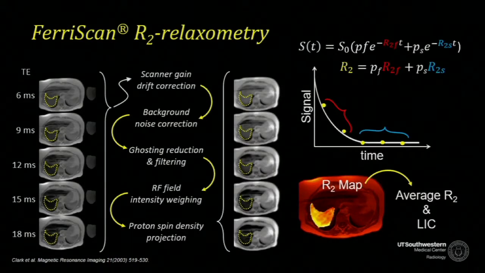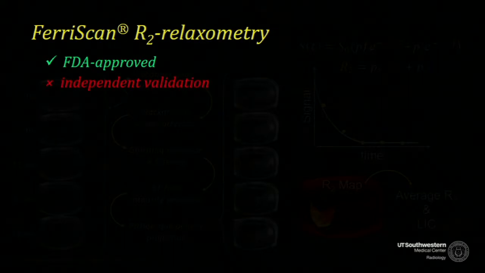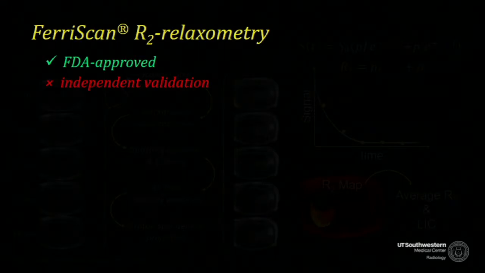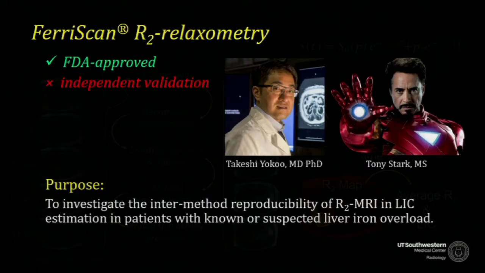This complex procedure is pretty much the only FDA-approved R2 relaxometry for liver iron concentration. However, it lacks independent validation by a third source, and nobody has been able to do this because it's so complex and proprietary, until recently, when the Iron Man at our institution, with some funding from Stark Industries, was able to reverse engineer this whole process. Thus, the purpose of this study was to investigate the inter-method reproducibility of R2 MRI in liver iron concentration estimation in patients who have either known or suspected liver iron overload.